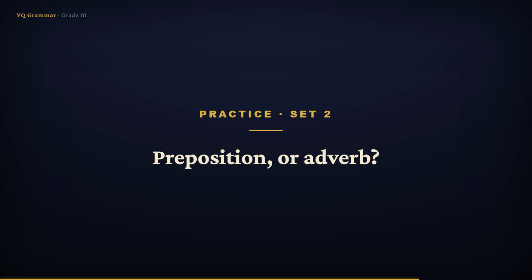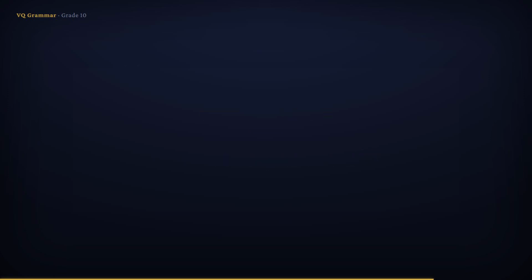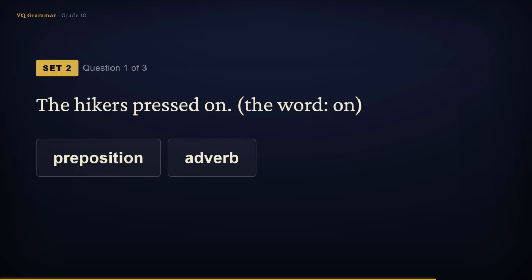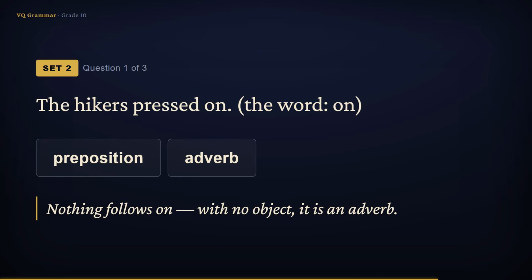In this second set, I'll show you a sentence and point at one word. You decide, is that word a preposition or is it an adverb? Remember the one question that settles it. Does the word have an object? Pause and choose before I answer. The hikers pressed on. Look at the word on. Ask the question, does it have an object? Nothing follows it at all. The sentence simply ends. With no noun behind it, on cannot be a preposition.